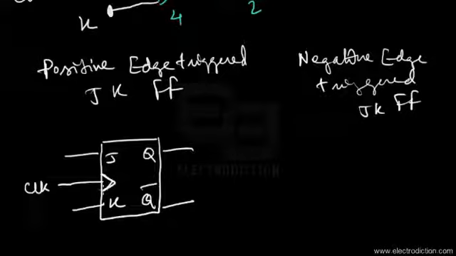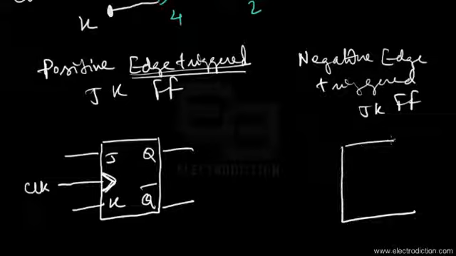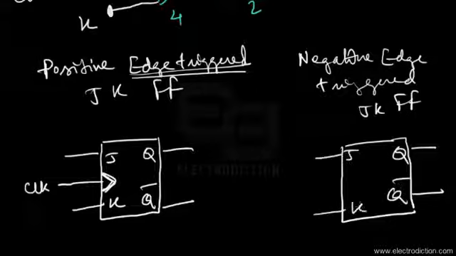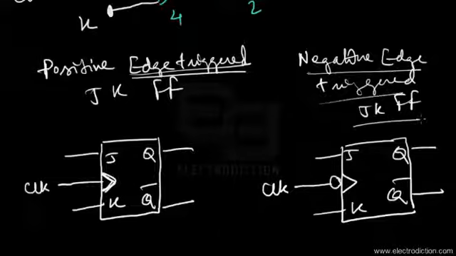Now notice the triangle right over here, at the clock input. This shows that this flip-flop is an edge triggered flip-flop. Now if we draw the diagram of the negative edge triggered flip-flop, it would look something like this. There's the J and the K inputs, and at the clock input we would have a bubble in this case. This bubble indicates the presence of a NOT gate at the clock input to this flip-flop. So this is the diagram of the negative edge triggered JK flip-flop.